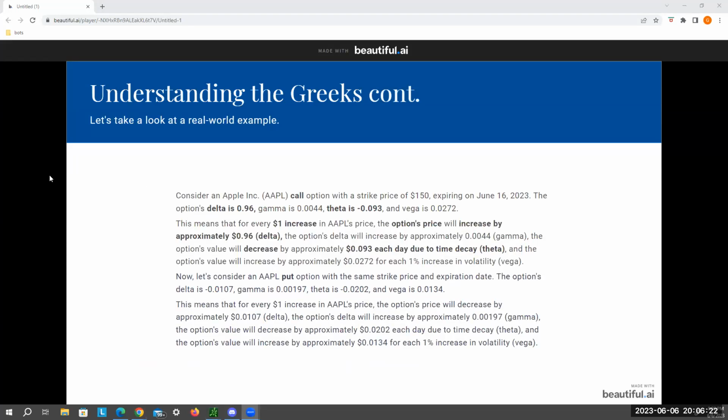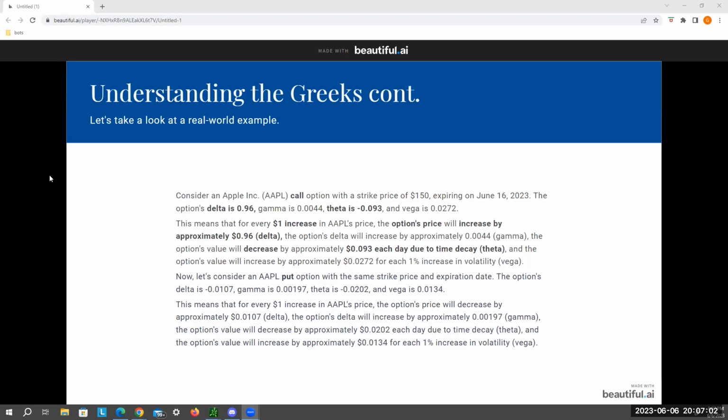Here's a real world example. Consider Apple's call option with a strike of 150 expiring on June 16th, 2023. The option's delta is 0.96. The gamma is 0.0044. The theta is minus 0.093. And the Vega is 0.0272. This means, once again, for every $1 increase in Apple's price, the options contract price will increase by approximately 0.96. It will increase by the delta. For every $1 in Apple's price, the options contract will increase by its delta, no matter what the delta is.